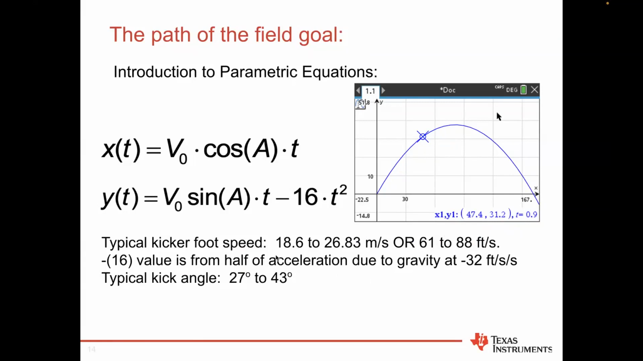So most of the kicker foot speed as it goes through for NFL kickers is somewhere in this range of meters per second or this range of feet per second. So this is how some of those sliders were built as well, and the parameters were built in the sliders based off trying to make this realistic. And that's something that I think most of us try to do in our classrooms, is make the situations model reality as much as possible.